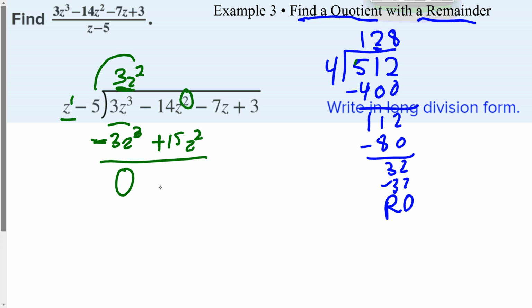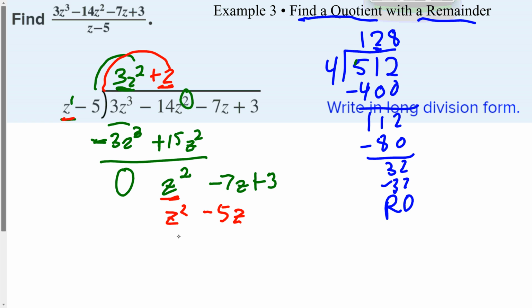Then bring this down, and I get 1z squared left. Then I say, okay, what times z is a z squared? That would be just a positive z. So I distribute that to both. I get a z squared, and then I multiply it by the -5, and I get a -5z. I probably should have brought these down. Negative z, and put it underneath here, 7z and a positive 3. Okay, so then I can put a 0 there.